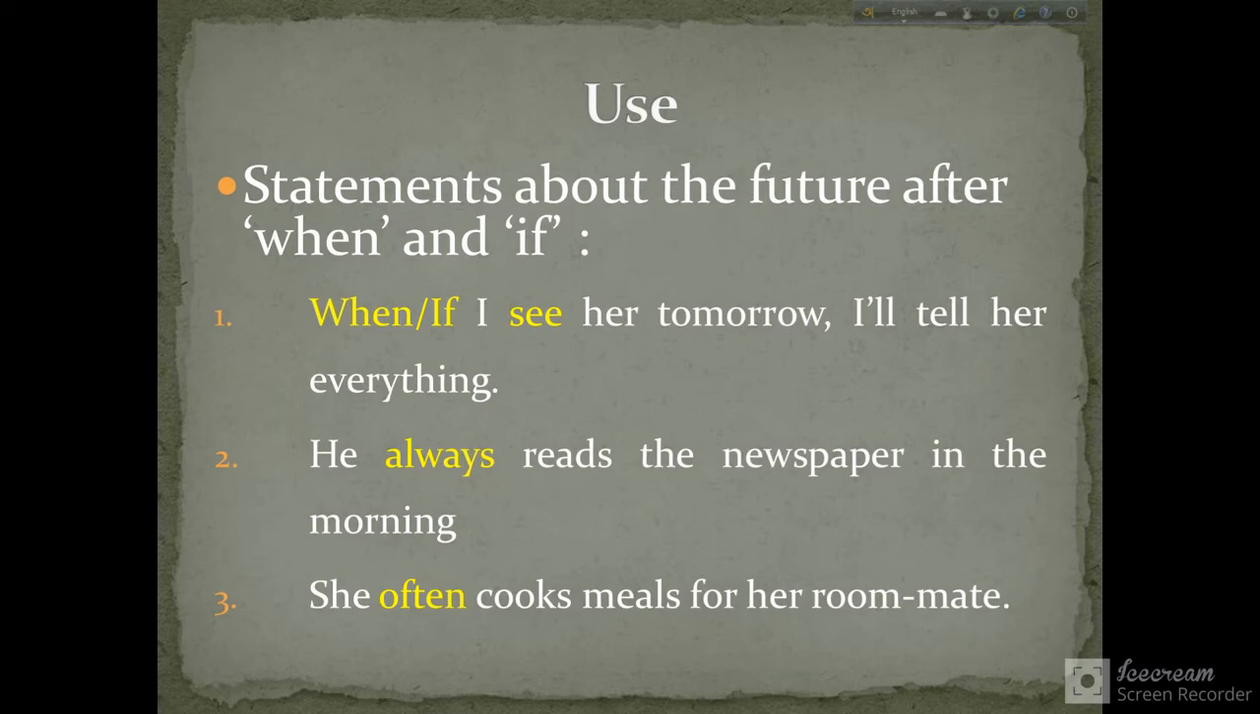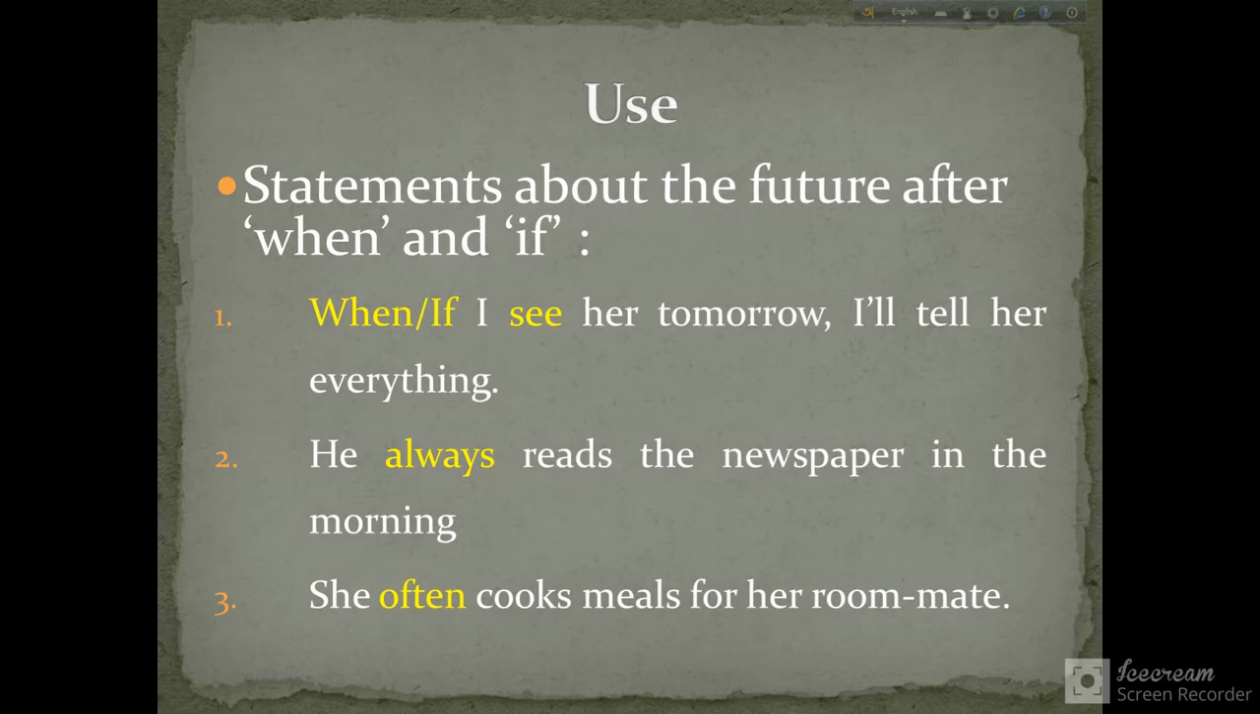The next rule here, statements about the future after when and if. So in the first example we see that when I see her tomorrow, or if I see her tomorrow, I will tell her everything. Okay, so friends, normally we use this type of sentence in our day-to-day life, isn't it? Statements about the future.